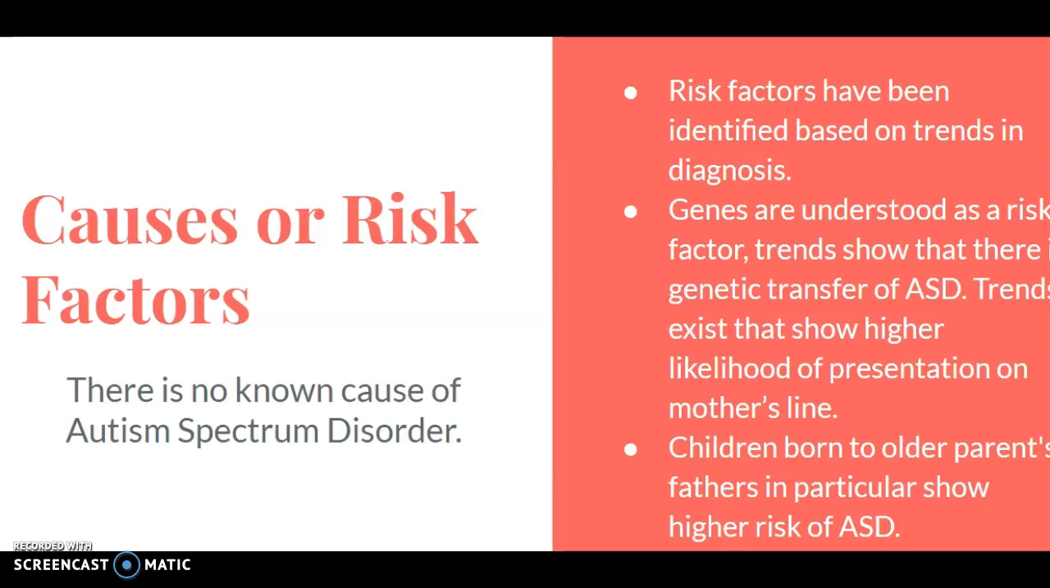Genes are understood as a risk factor. There are trends that show the genetic transfer of ASD. Mother's lines show a higher likelihood of ASD presentation, but there is no understood genetic or chromosomal specific linkage. Also, children born to older parents are at a higher risk for being diagnosed with autism spectrum disorder. There are speculations on the reason for this, but there is no conclusive understanding.